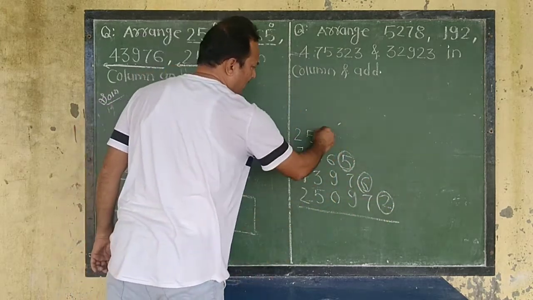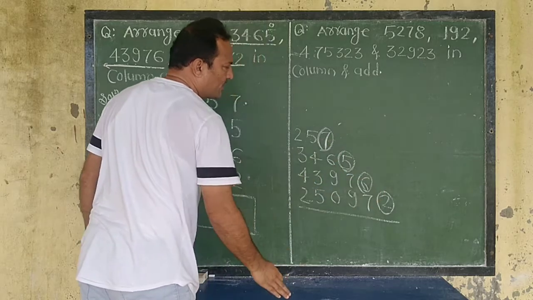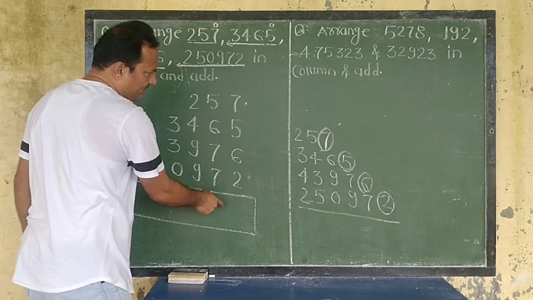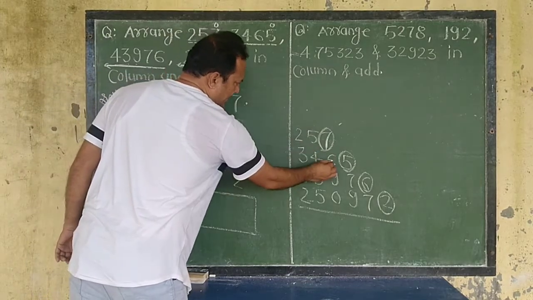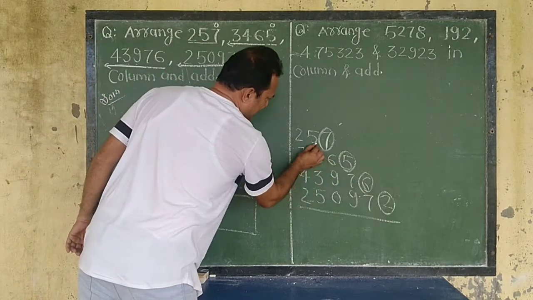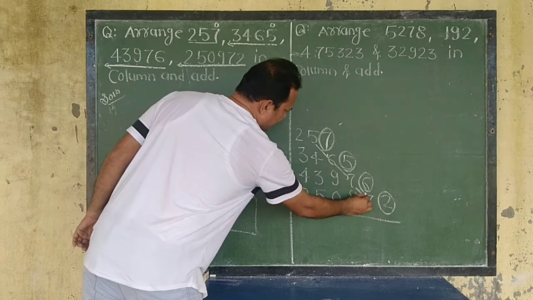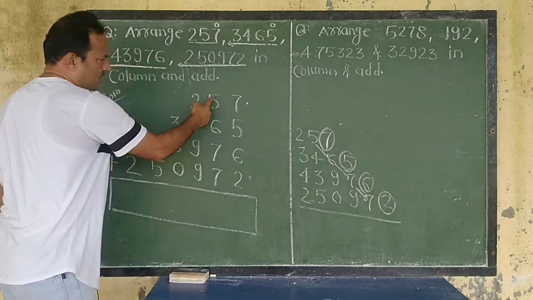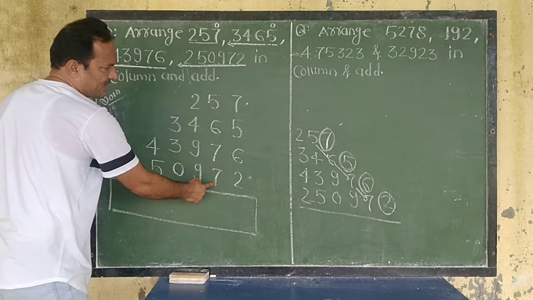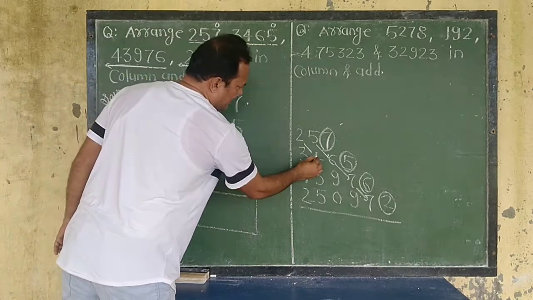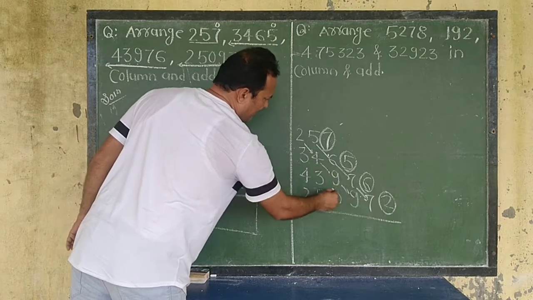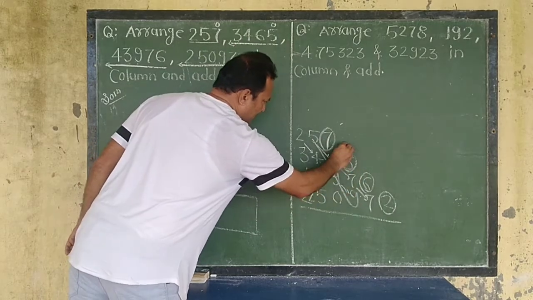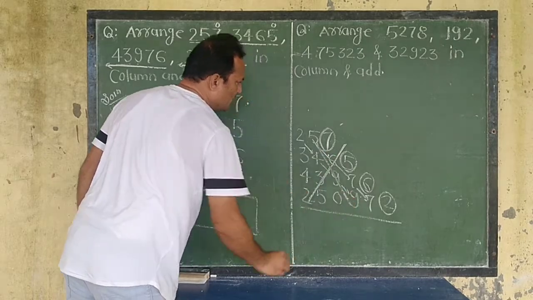Look, all these ones digits are in one column. This is tens, tens, tens, and tens. Okay, but these are not all in one column. Look, 5, 6, 7, 7. This is 100, 100, and 100. All these are not in one column. This is the wrong method or wrong manner to arrange the numbers.